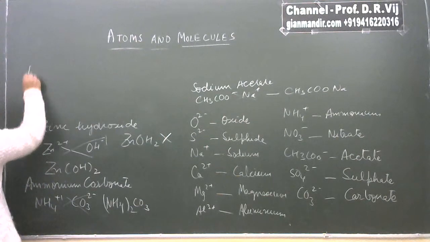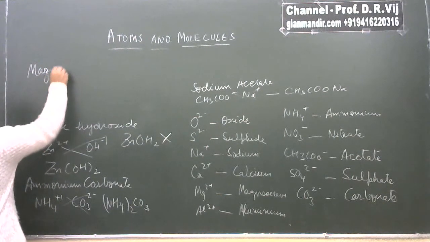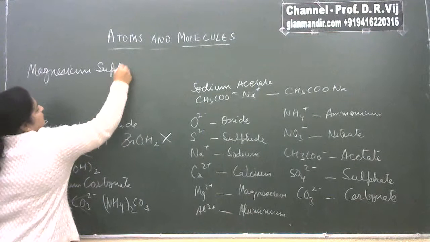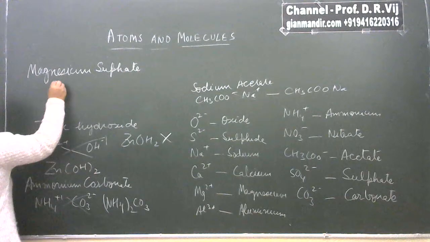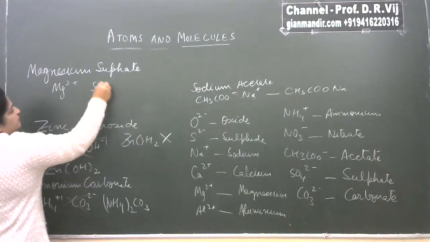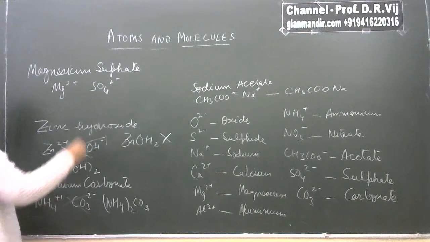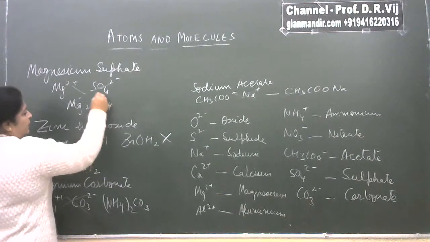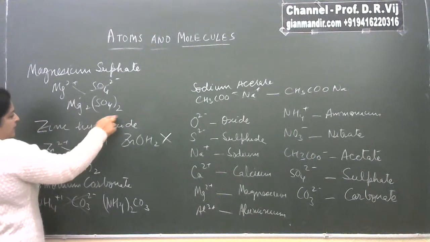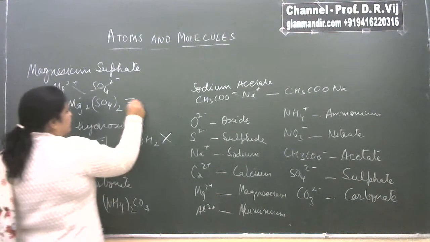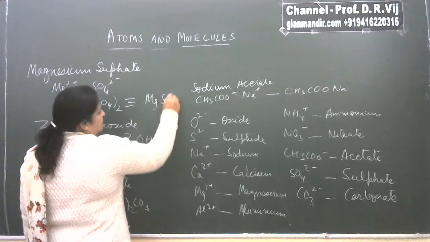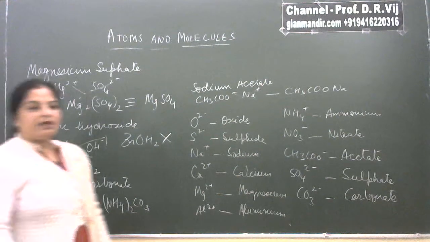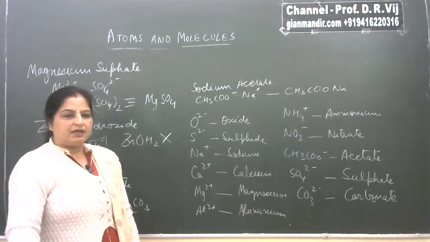For example, if you write the formula of magnesium sulfate, magnesium is Mg²⁺, sulfate is SO4²⁻. By cross multiplying it becomes Mg2(SO4)2, but taking this 2 common, the formula of the compound becomes MgSO4. In this way you can write the chemical formula of a given ionic compound.